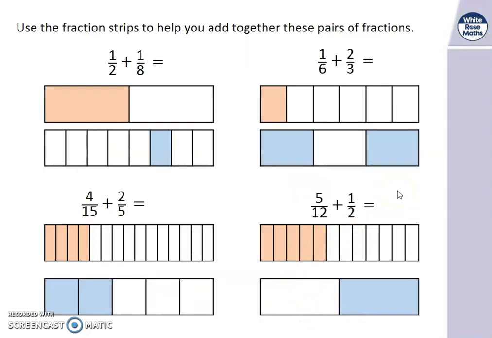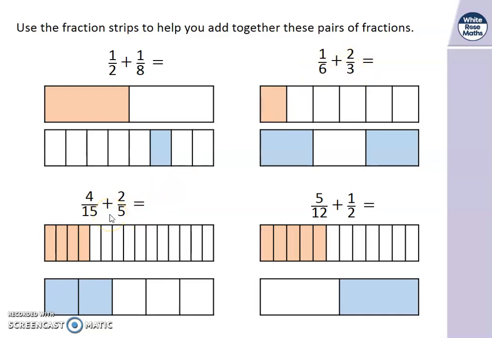I'd like you to have a go at these ones now, using the fraction strips you see on the screen to help you to add together these pairs of fractions. You can do it into your book. You may want to do it using maths to multiply and divide on the denominators to make them the same, equivalent. What would we want these to both be? 8ths. This needs to change to 8ths. On these, 6ths. This will need to change to 6ths.